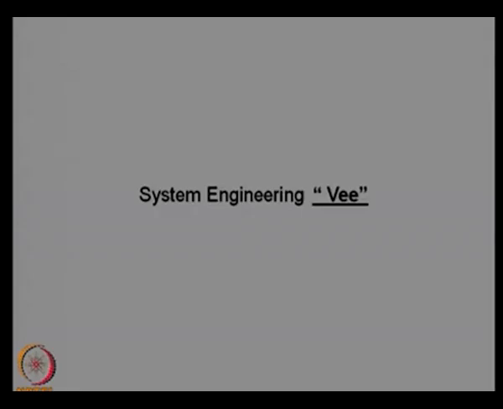Another process is known as the system engineering V. So we saw the stage gate process and the spiral process. Both of these have their own problems and difficulties in implementing for a complex engineering system. That is why we go for another process called the system engineering V.